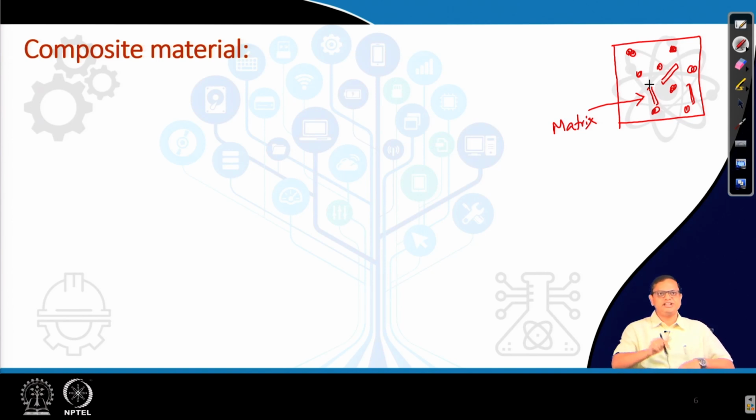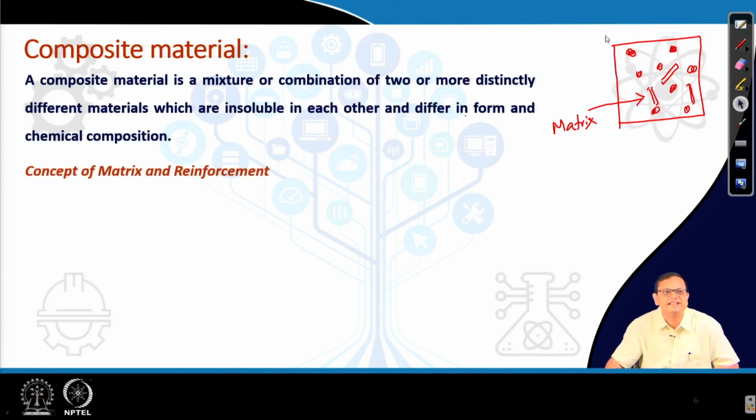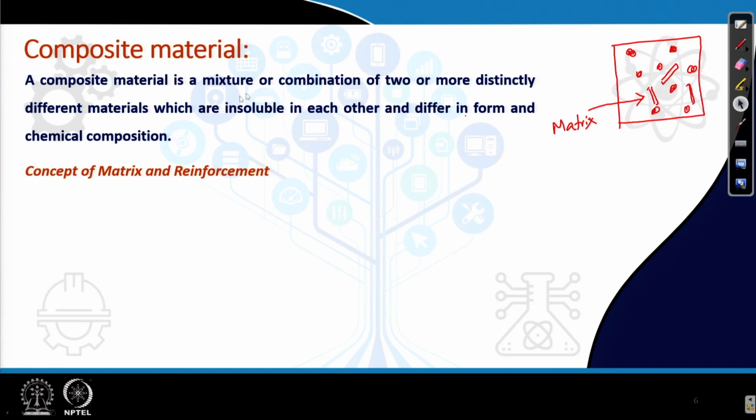If we look at the basic definition, a composite material is a mixture or combination of two or more distinctly different materials which are insoluble in each other. That means, in an alloy we talked about atomic-level mixing or solubility of different components. In this case, the different phases are insoluble, theoretically. In practice there would be different cases, but in general the different phases are insoluble in each other and differ in form and chemical composition.